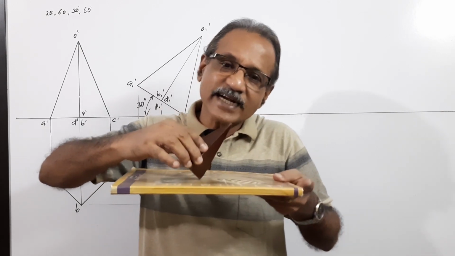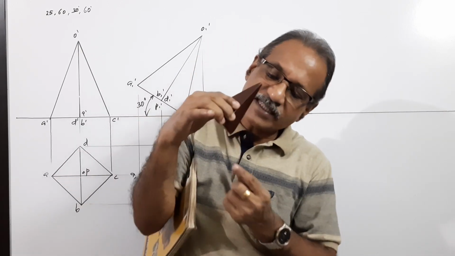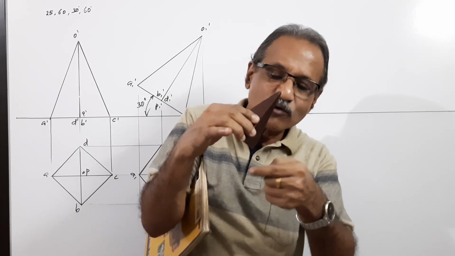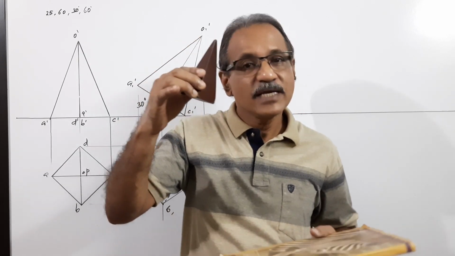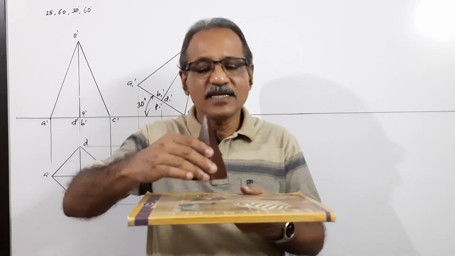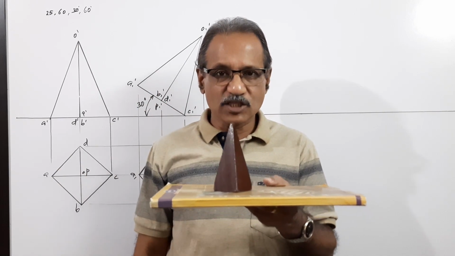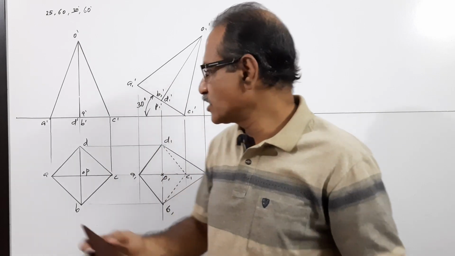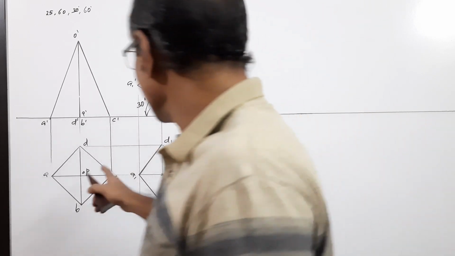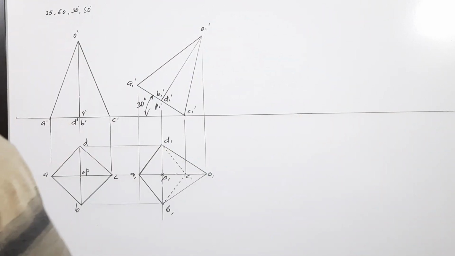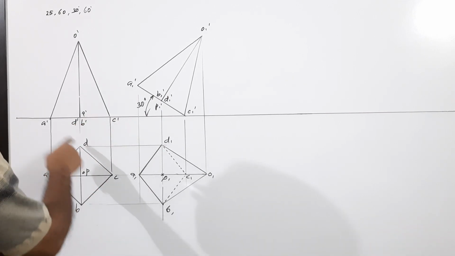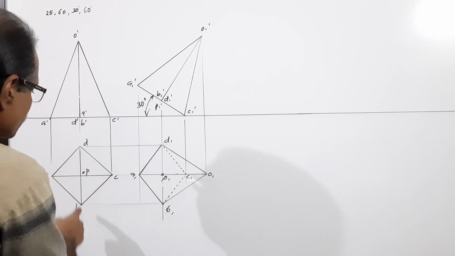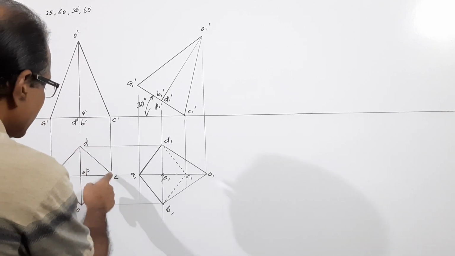And the two sides containing this corner, one is this and the other is this, the two base edges containing this corner, make equal inclination to HP. For that, you have to keep the pyramid like this: 45, 45, 45, 45. How do I draw it? Or you can say one diagonal is perpendicular to XY and one diagonal is parallel to XY.